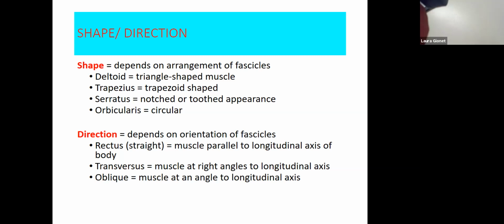Or direction depends on the orientation of the fascicles. Right? They're either straight, like rectus, straight up and down. The muscle fibers are parallel to the longitudinal axis of the body. So where do we see rectus? We have rectus abdominis, straight up and down and in the middle, right? Rectus femoris, one of the quadricep muscles, straight up and down and in the middle of the femur.